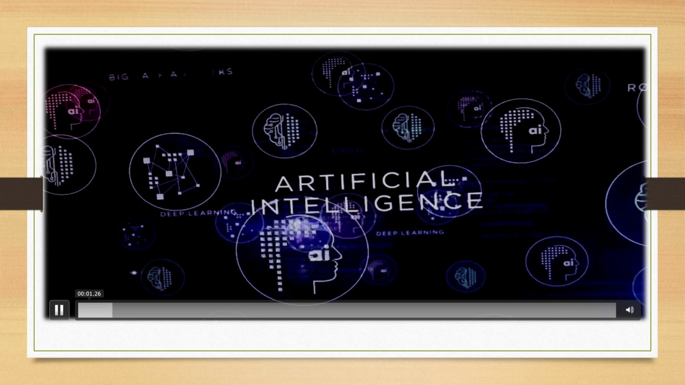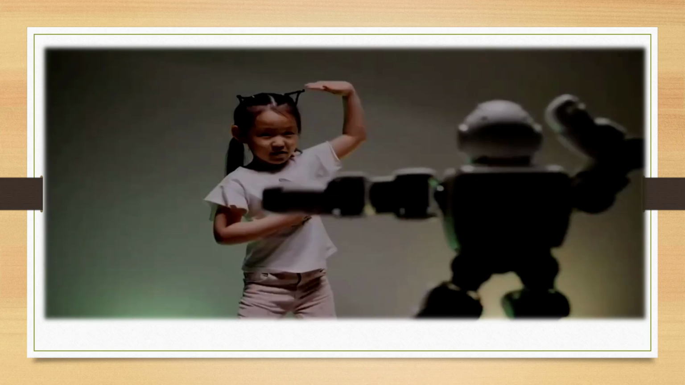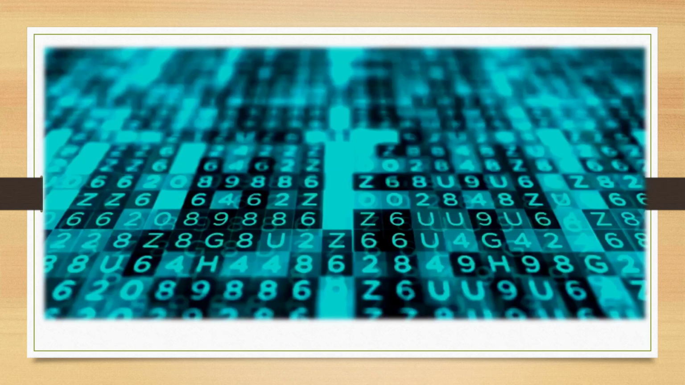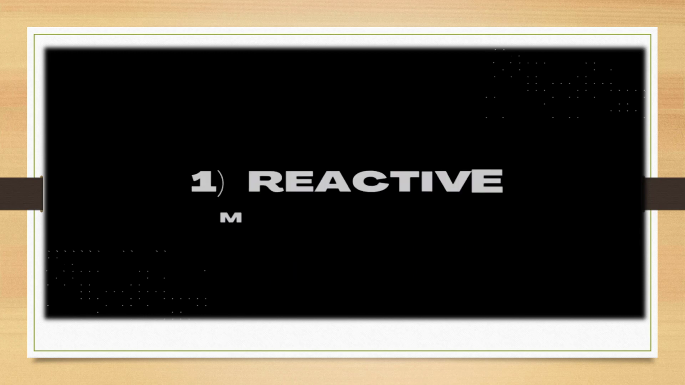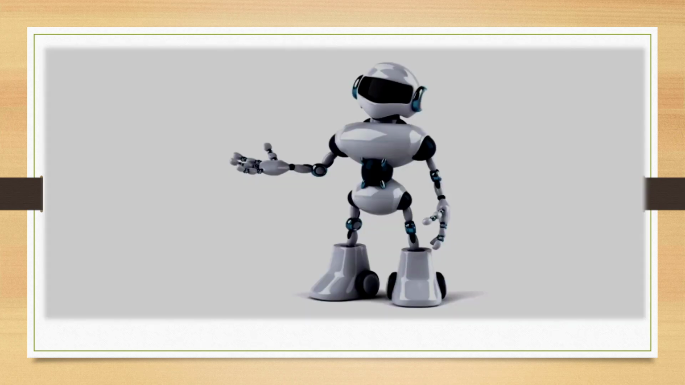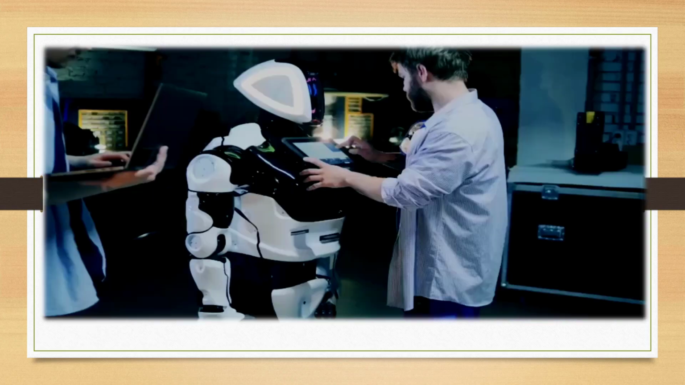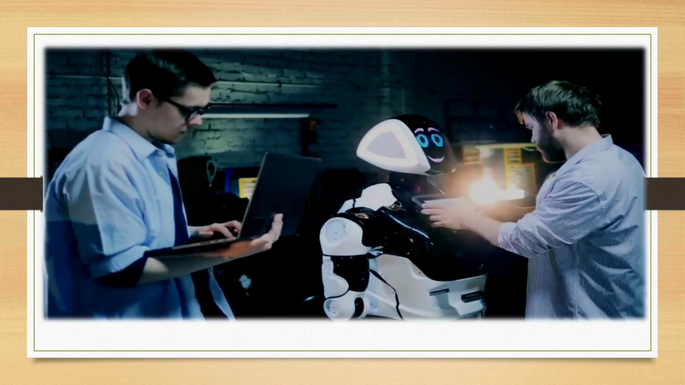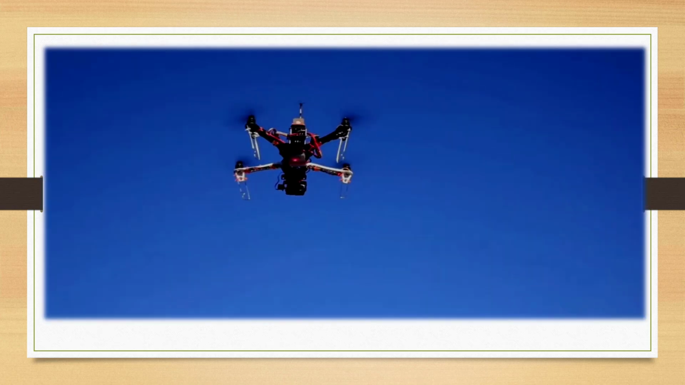Artificial intelligence, or AI, is a branch of computer science that deals with the creation of intelligent machines that can think and learn like humans. It involves the development of algorithms and systems that can process, analyze, and understand large amounts of data. There are several different types of AI, including, number 1, reactive machines. These are the simplest form of AI, and they can only react to the environment. They have no memory and cannot use past experiences to inform their actions. Reactive machines are often used in applications that require real-time decision-making, such as self-driving cars, robots, and drones.